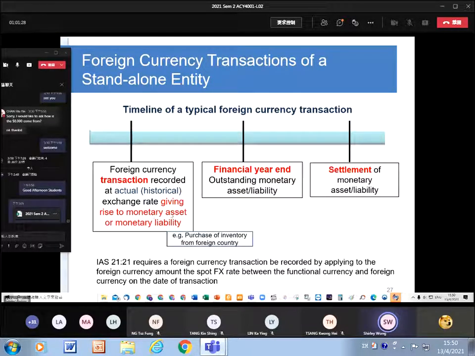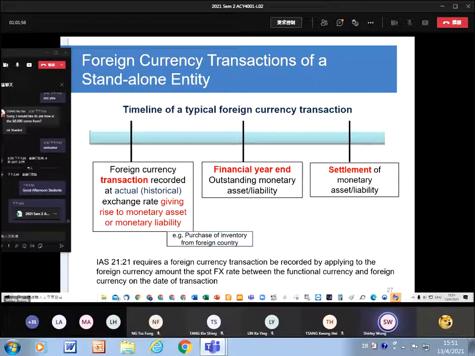And all the receivables, we call them monetary assets. An asset that is receivable is monetary, meaning it is related to money. So a foreign currency transaction recorded here will give rise to a monetary asset or monetary liability. You will debit inventory, credit cash, or debit inventory, credit accounts payable. And then on the transaction day, what is the exchange rate you are going to use?